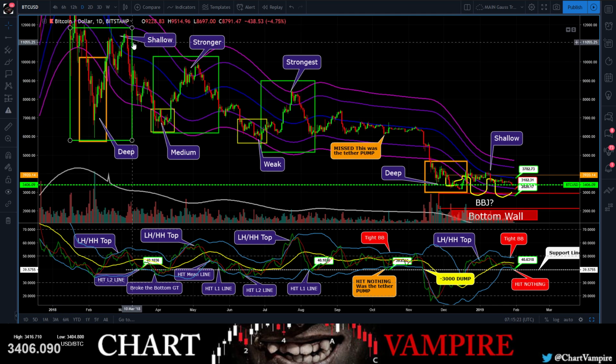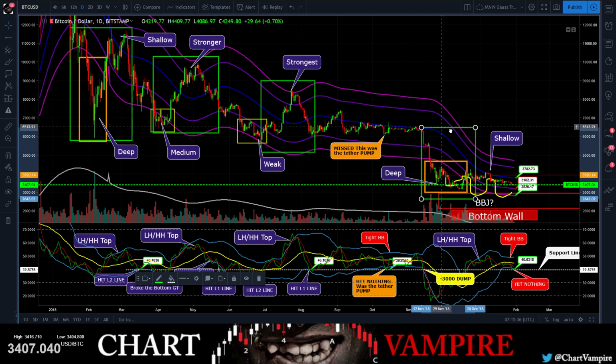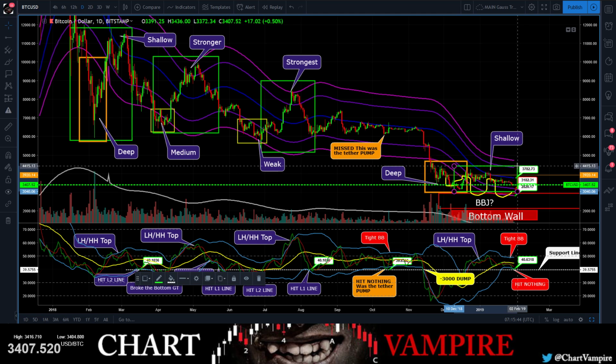This is one move to the downside with a bounce. One move to the downside with a bounce. One move to the downside with a bounce. One move to the downside. Now I need to add this bounce over here. Okay, there's our bounce. Not much of a bounce, but it's a bounce.